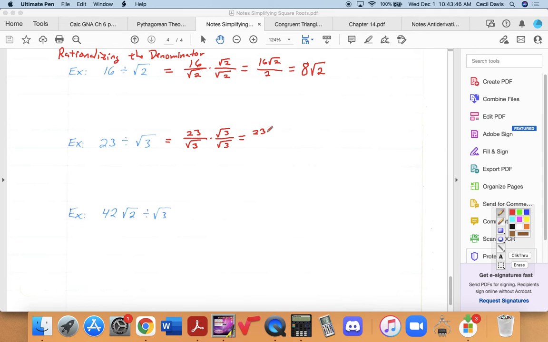So we get 23 square root 3 over 3. Will 3 divide evenly into 21? Yes, 3 into 21 is 7. You said 21. Did I say 21? I'm pretty sure I said 23, but if I did, I apologize. So will 3 divide evenly into 23? No. So this is our final answer. We just leave it like this.